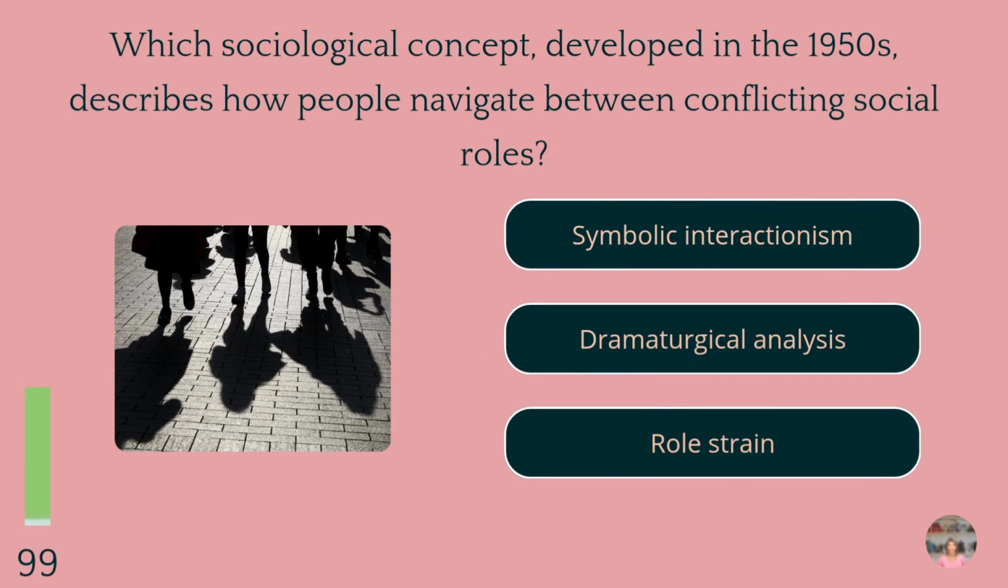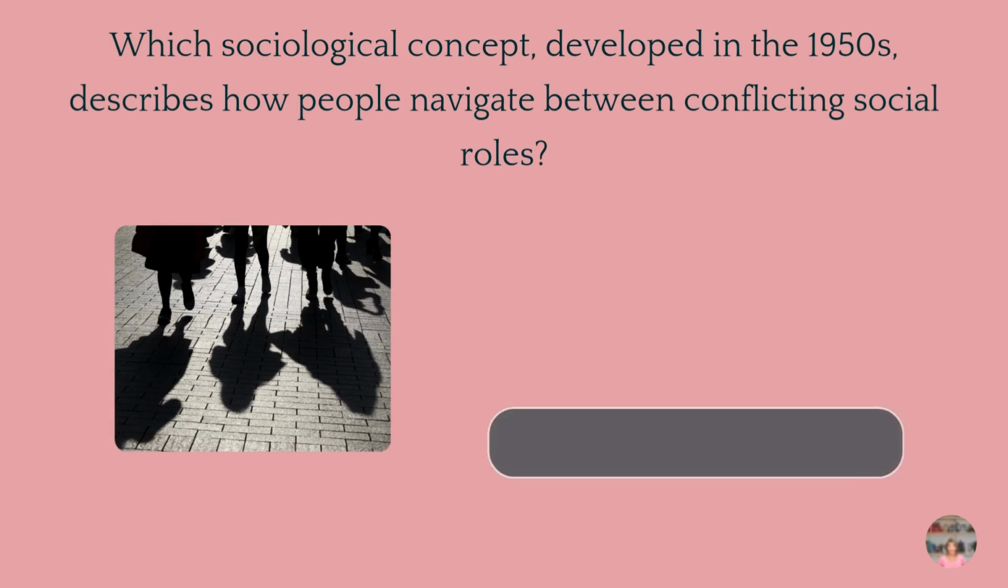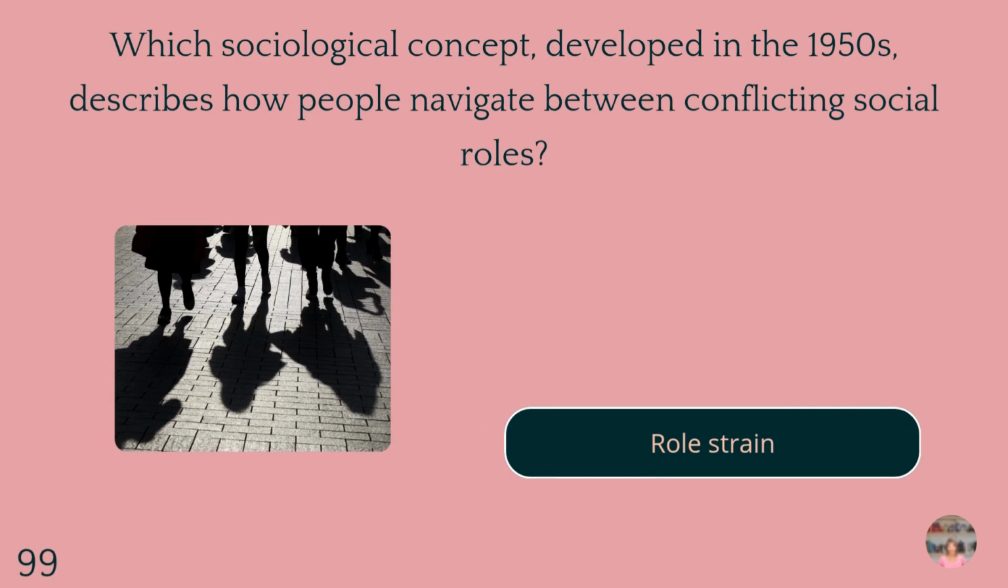Which sociological concept developed in the 1950s describes how people navigate between conflicting social roles? Symbolic interactionism, dramaturgical analysis, or role strain? Role strain.